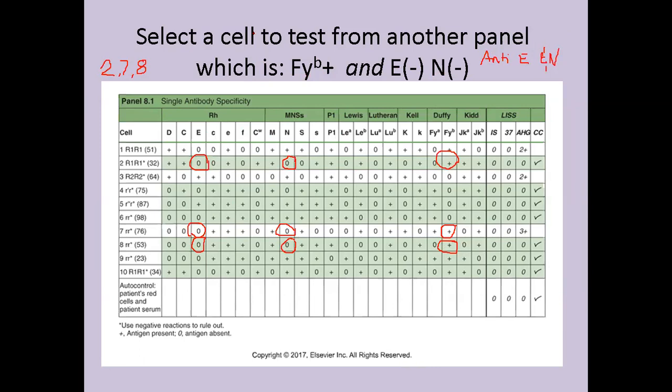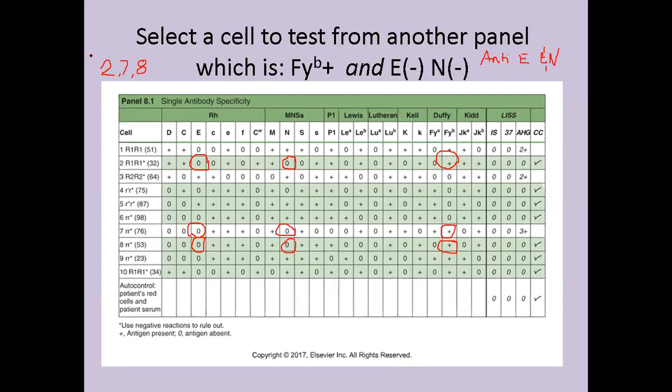So let me say that this testing was done, in all 3 phases of testing, and we got negative reactions with each cell. Okay, so if that happens, it proves, nope, there's no Duffy B. They just have the anti-E and anti-N. And we could say that with confidence then because we tested for it. Okay, so that's the reason for doing it.